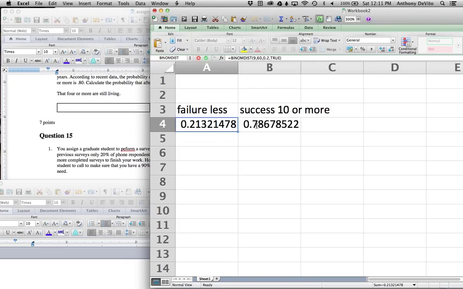I had a 21% chance of failing, getting less than 10, if I only made 60 phone calls. If I change this to 65, I should have less of a chance of failing. It should be less than 21%. And indeed it is, it's 13%. And that means I have an 86% chance of succeeding. I'm getting closer, but I'm still not there yet. This has to be less than 10%. This has to be greater than a 90% chance of getting 10 or more.